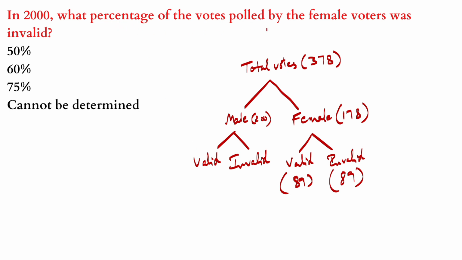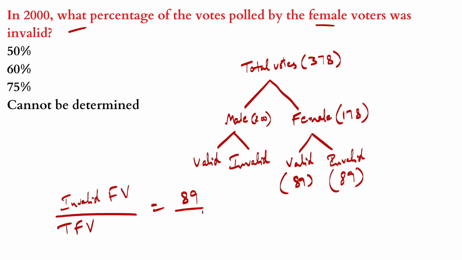But our question is, what percentage of the votes polled by the female voters was invalid? So we have to take the invalid female votes by total female votes. What are invalid female votes? 89, and total female votes are 178, which is equal to 50%. Or directly you can say that 89 and 89, if these are divided in an equal way, we can say that this is 50%.